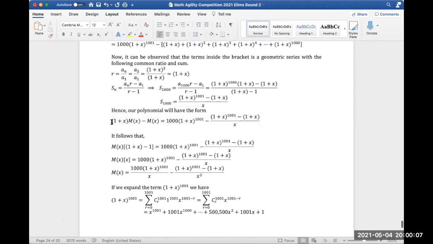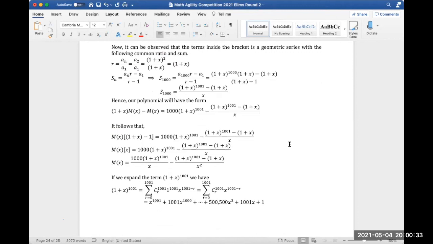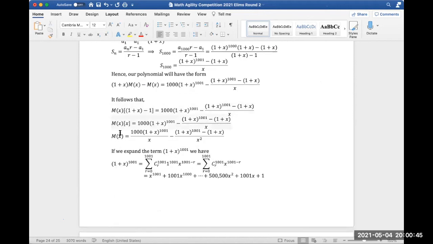So our polynomial will have the form: this first term here, with the exponent of 1,001, is our first term, right? And the sum that we just recently solved for, S sub 1,001, is the second term here in the negative part. Okay, so we can now see that if we factor out M of x on the left-hand side, we will have 1 plus x minus 1. So essentially, that is M of x times x, right? Which is equivalent to our right-hand side. So that M of x is actually divided by x. The first term would be divided by x, and since we have an x here, if we divide it by x, that would be x squared.